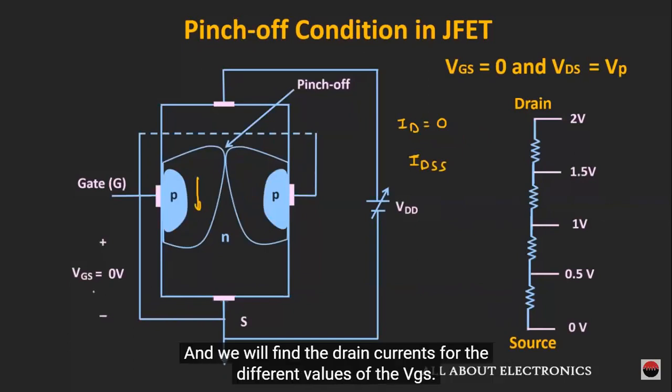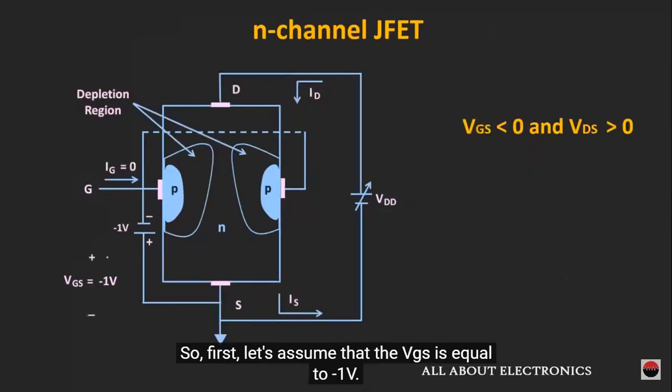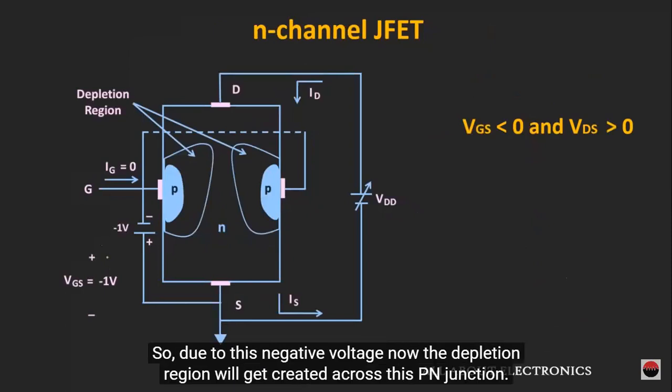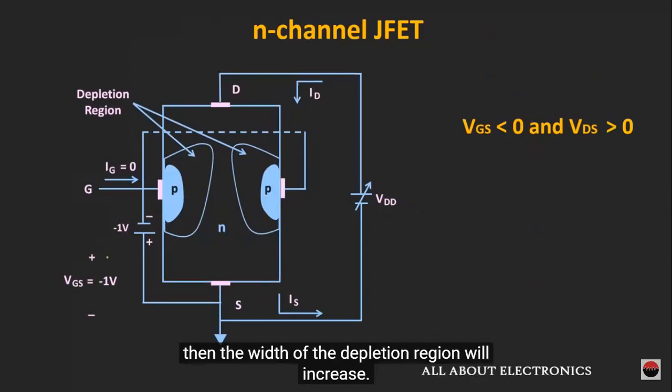And we will find the drain currents for the different values of VGS. So first, let us assume that VGS is equal to -1 volt. Due to this negative voltage, the depletion region will get created across this PN junction. And as we keep on increasing the voltage VDS between the drain and the source terminal, the width of the depletion region will increase.